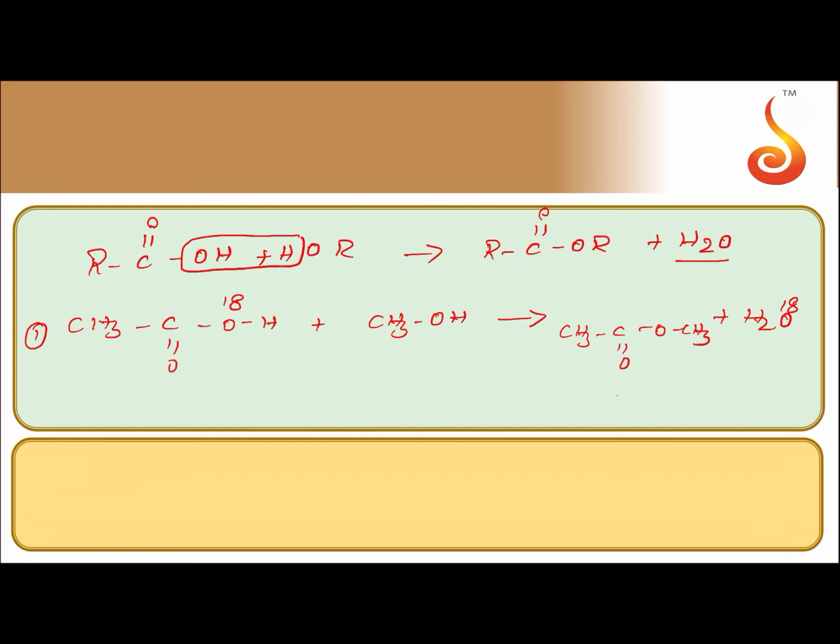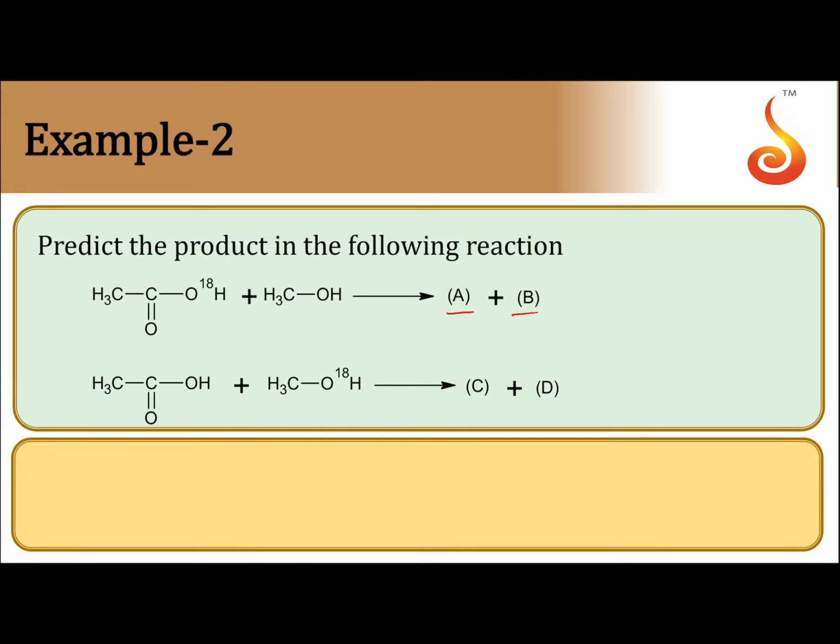So these are products C and D. These are products A and B. That is what they are asking: A, B, C and D. So what is A here? CH3 C double bond O OCH3 plus water, which is labeled. If you see this one, CH3 C double bond O OCH3 plus water, this oxygen is isotopically labeled. Okay. These are the products.